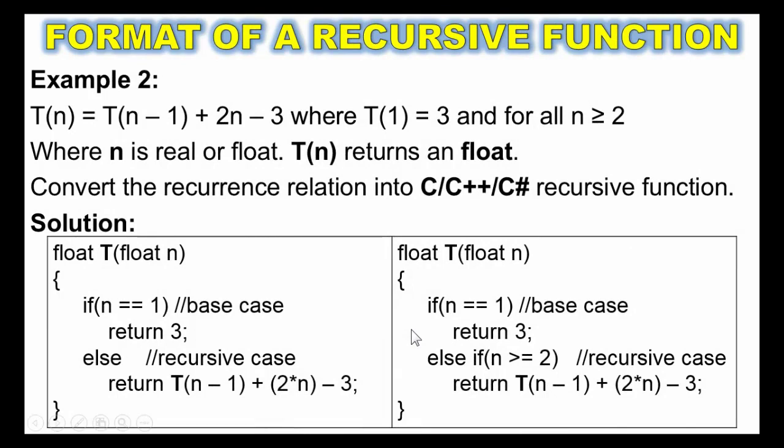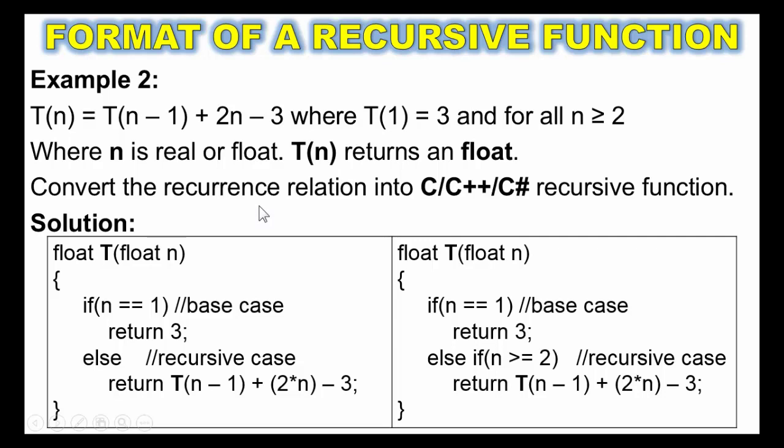Example number 2. Let t be a function. The function t of n is equal to the function t of n minus 1 plus 2 multiplied by n minus 3, where the function t at 1 is equal to 3 and for all n greater than or equal to 2, where n is real or float, the function t of n returns a float. Convert the recurrence relation into C++, C# recursive function.